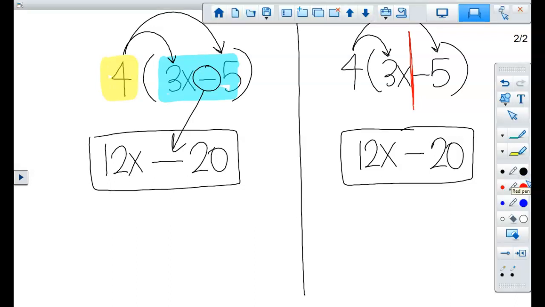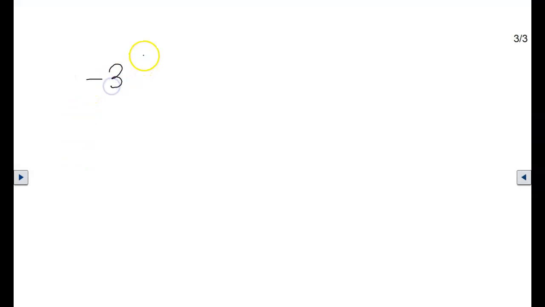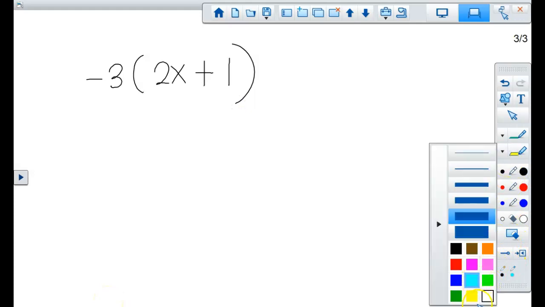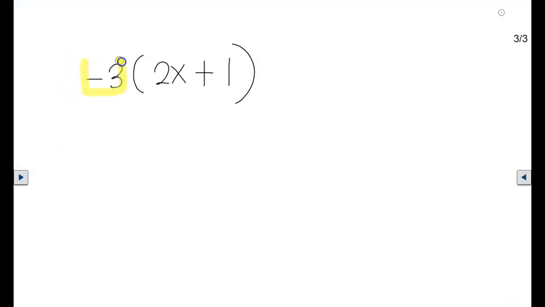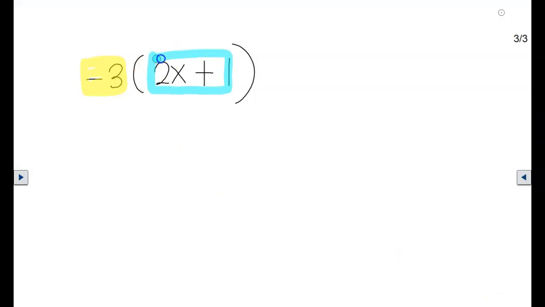Now, doesn't benefit us all that much on these problems to do that. But let's take a look at a problem where you're distributing a negative number. Let's say I'm doing something like negative 3 times 2x plus 1. So in that problem, we're taking the number negative 3 and we're multiplying it by the group 2x plus 1.